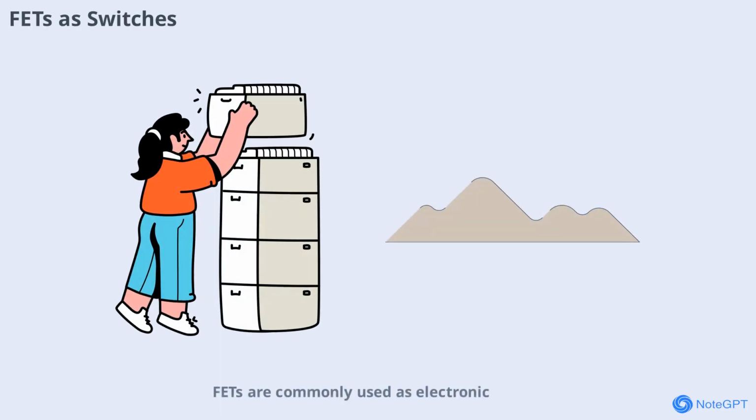FETs are commonly used as electronic switches in both analog and digital circuits. Their fast switching speed and low on resistance make them ideal for controlling power to various parts of a circuit. FET switches are found in everything from power supplies to digital logic gates, providing efficient and reliable operation.